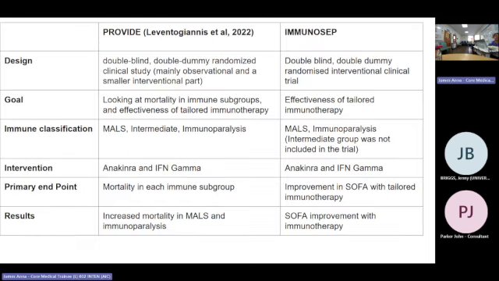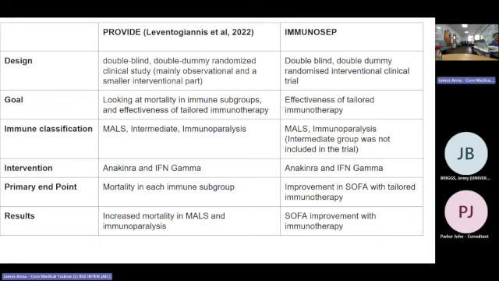So here I'm comparing it with another study. The PROVIDE study was conducted in 2022. A lot of data from the PROVIDE study was used in conducting this IMMUNO-SEP trial. The main aim of the PROVIDE study was to look at the immunophenotypes of patients who had sepsis, and to see how it affected mortality in these patients. So that's how they proved that patients with MALS and patients with immunoparalysis had worse outcomes, more mortality as compared to patients in the intermediate group.